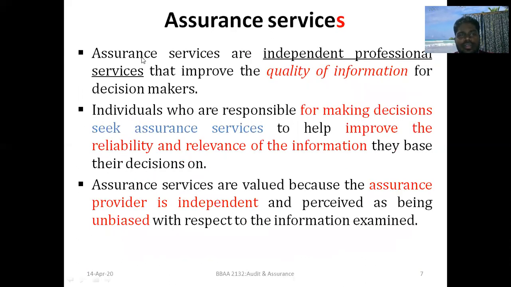Under the assurance services, you can say 2 points. First point, assurance services are independent professional services that improve the quality of information for decision makers. Second point, individuals who are responsible for making decisions seek assurance services to help improve the reliability and relevance of the information. These 2 points are perfect for assurance services.